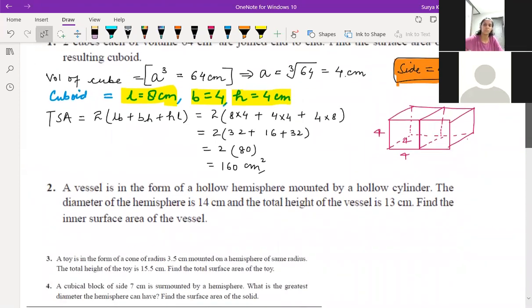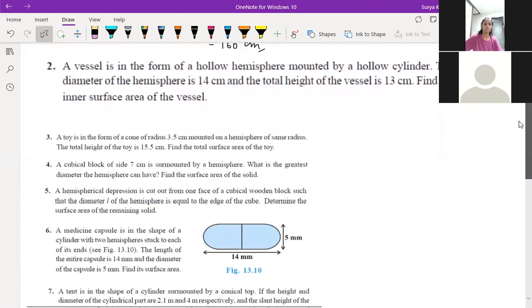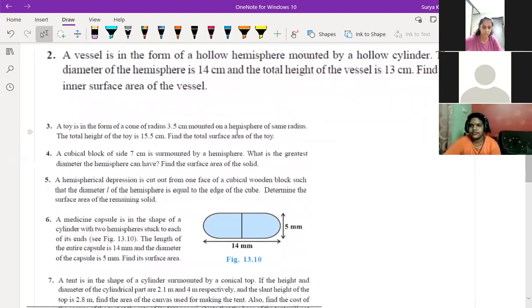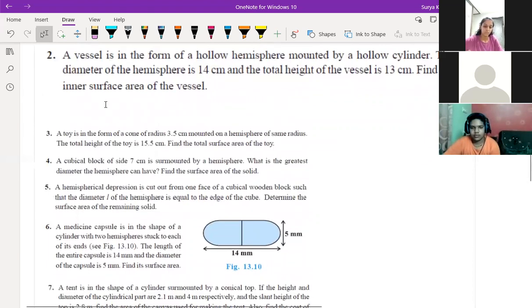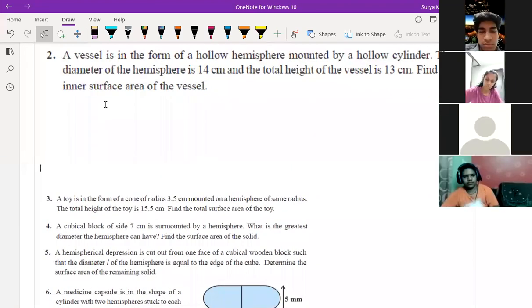The next question is... Hemant, Nihant and Drishi, please be on the camera. I should not repeat all the time, children. Drishi and Nihant. Sir, 2 minutes.